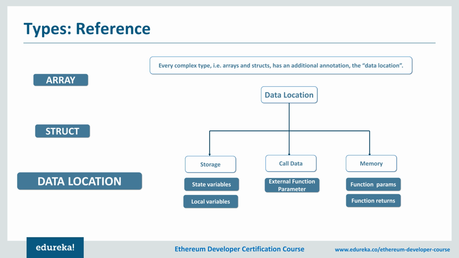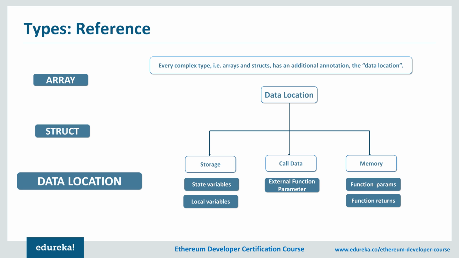The next thing we have is data allocation. Data allocation is pretty important from an Ethereum point of view. Every complex type like arrays and structs has an additional annotation called data location, about whether it is stored in memory or in storage. Depending on the context, there is always a default, but it can be overridden by appending either storage or memory to the type. The default for function parameters, including return parameters, is memory, the default for local variables is storage, and the location is forced to storage for state variables.